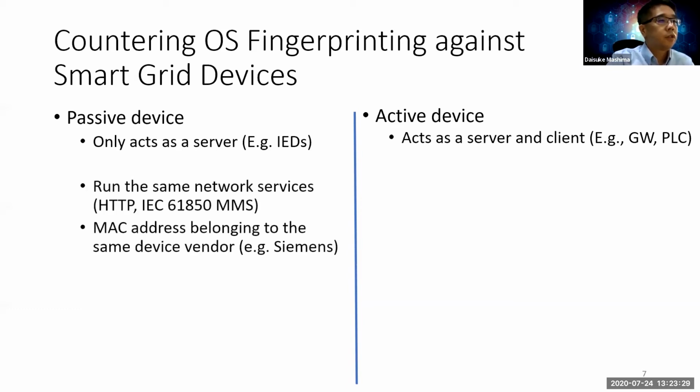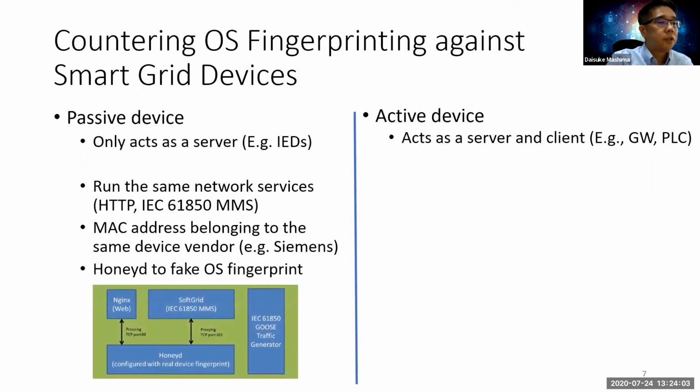So to deceive a device fingerprinting tool, we first consider imitating the network characteristics. In this direction, we study the real devices deployed in a smart grid testbed in Singapore, and we deploy the same set of network services on the virtual IED. We also assign a MAC address that belongs to the same company as the real device.